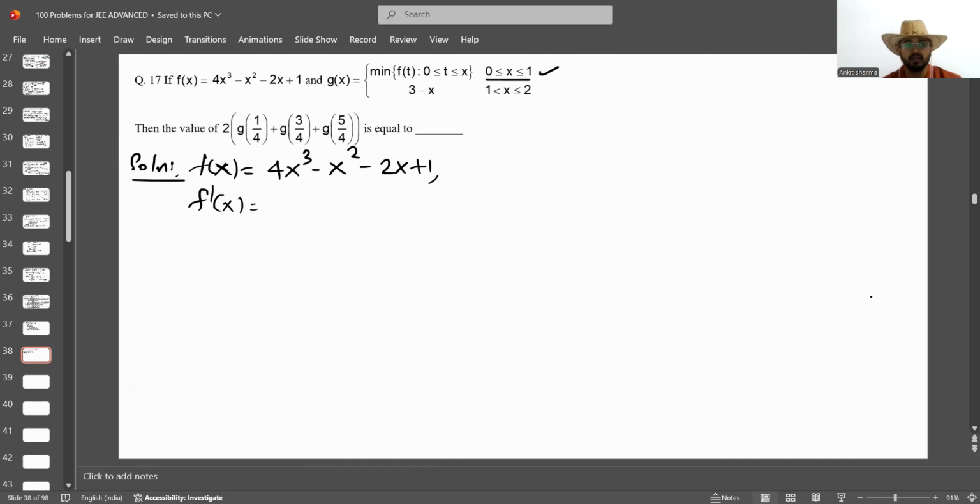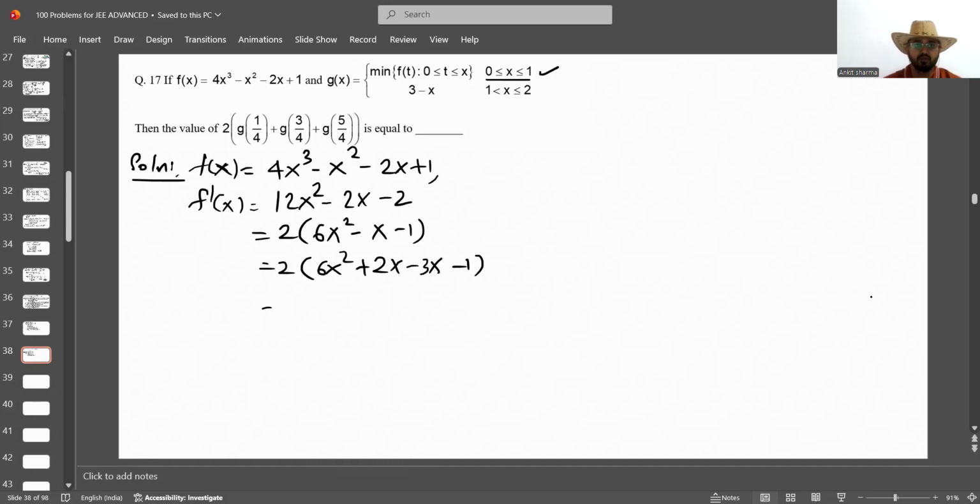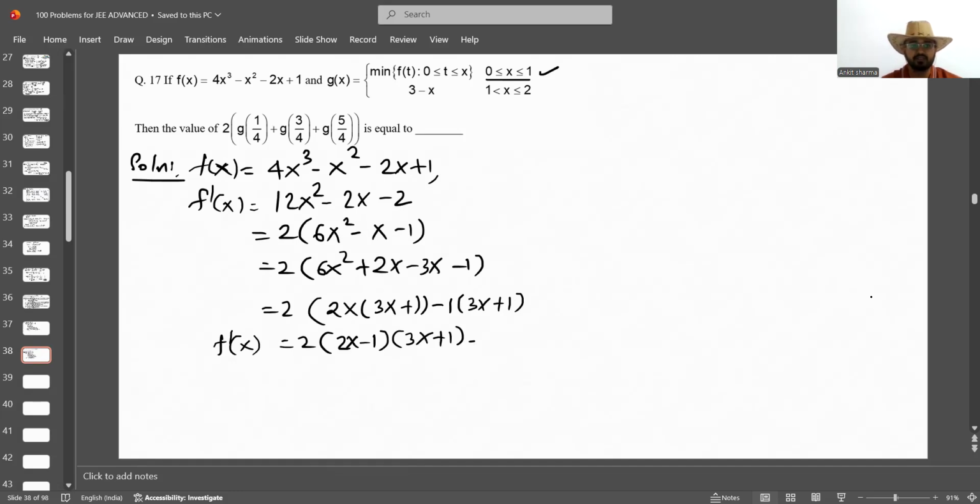So f dash of x will be 12x square minus 2x minus 2. We can take 2 common. This gives me 2 times 6x square minus x minus 1. You can factor this out. This will be 6x square plus 2x minus 3x minus 1, which gives 2 times 2x into 3x plus 1 minus 1 into 3x plus 1, so 2 times (2x minus 1) into (3x plus 1). So this is my f dash of x. If you see here, this is minus 1 over 3 and this is half.